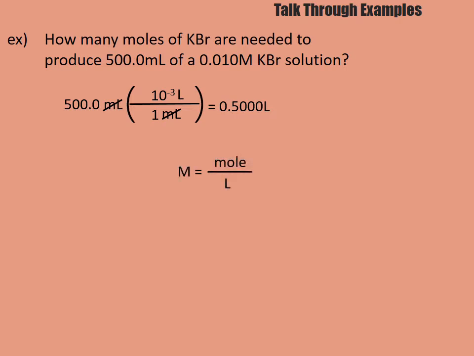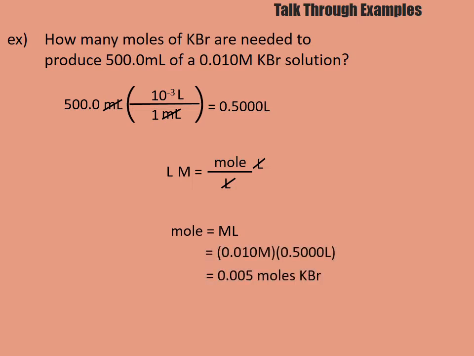Now, molarity equals moles over liters. I'm looking for moles. To get moles by itself, I multiply both sides by liters. So the liters on the right side will factor out. So I wind up with moles equals molarity multiplied by liters. I'll sub my values in, run it through my calculator, and that's it.